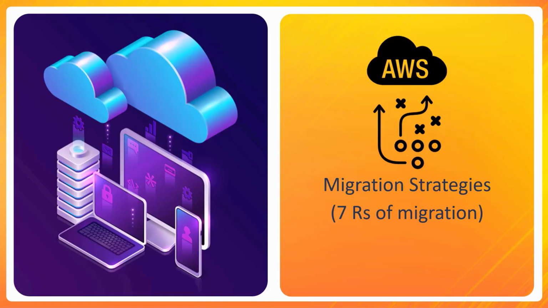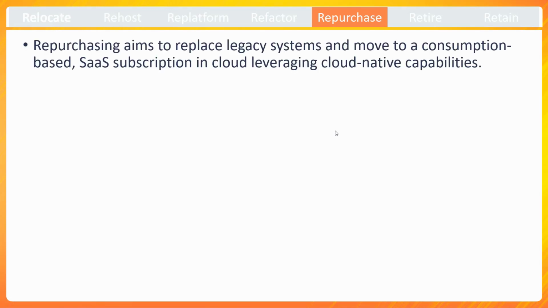Welcome back again. After discussing refactor, let's focus on the remaining R's, and one of them is repurchase. Why would we do repurchase? Repurchasing aims to replace a legacy system and move to consumption-based software as a subscription in the cloud, leveraging cloud-native capabilities. If there is a way for us to go to a consumption-based approach in the cloud, why not?